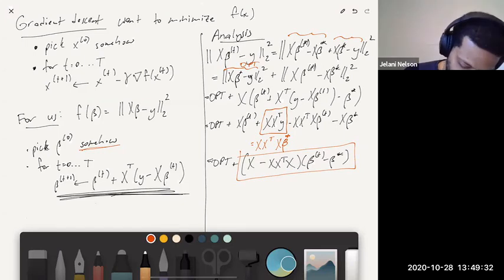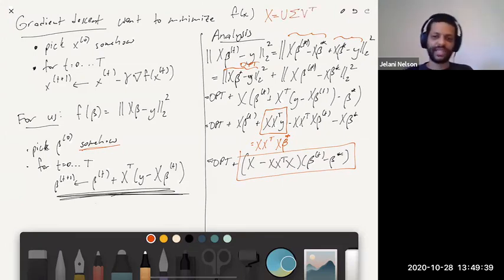Let's write up here the SVD of X. So let's just say that X is equal to some U sigma V transpose. This is just for the analysis, right? We don't actually need to compute this SVD in the algorithm. The algorithm is just least squares. This is just for the analysis.